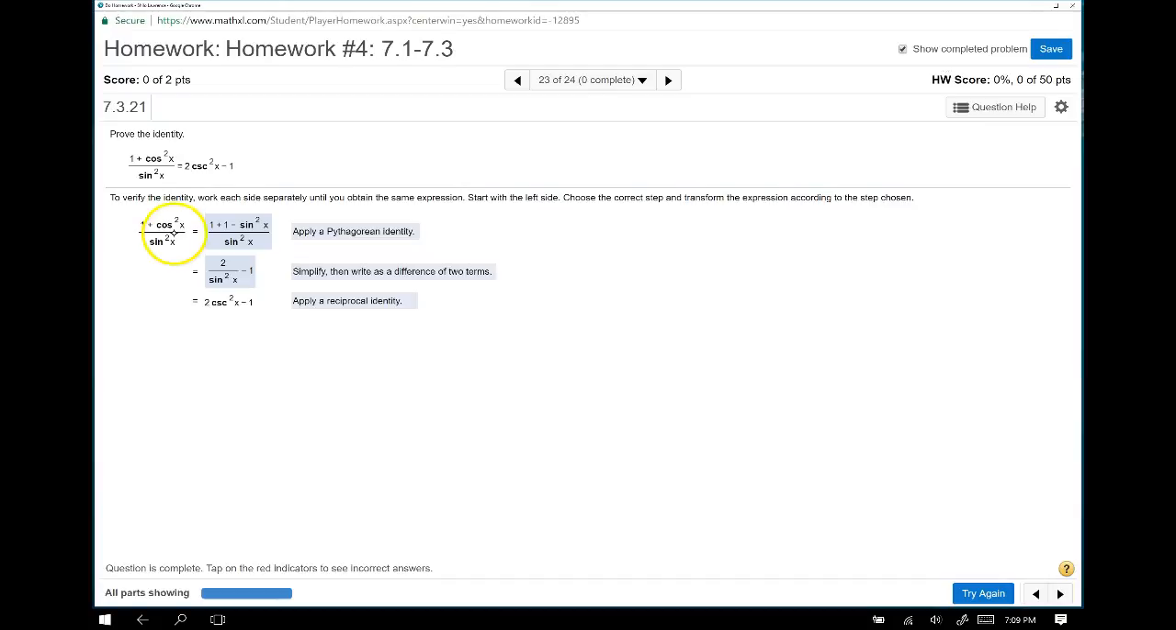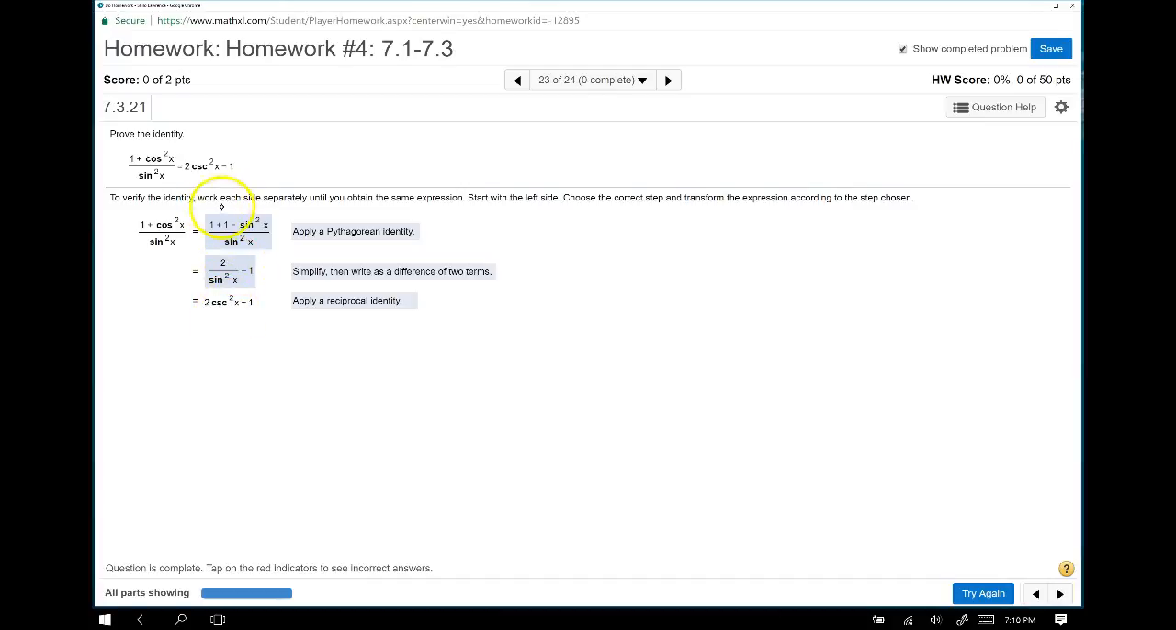So what they did is they replaced cosine squared with 1 minus sine squared, and then combined the ones and said, well, that's 2 over sine squared. And then sine squared over sine squared is 1. So 2 over sine squared minus 1. And then for 2 over sine squared, they used a reciprocal function and brought the sine squared up as cosecant squared.